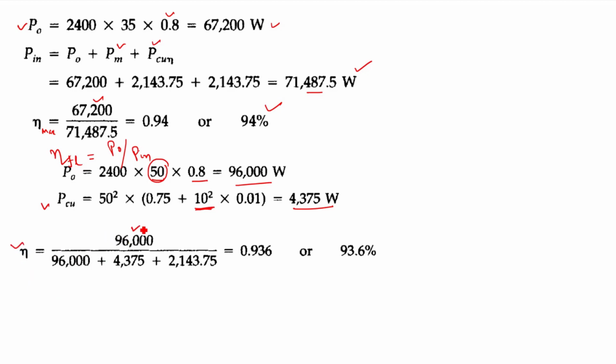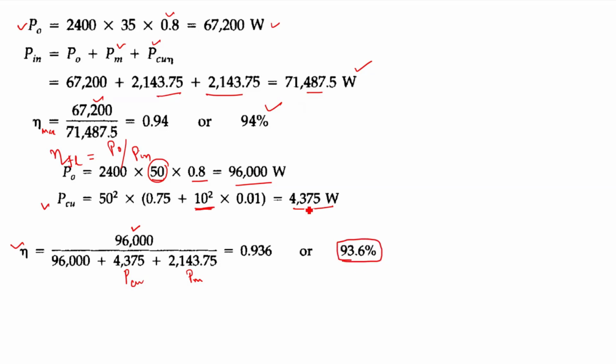So this is P out by P out plus magnetic loss plus copper loss, right? Sorry, this is your copper loss, and this is your magnetic loss. Because magnetic loss is equal to the copper loss under maximum efficiency condition, that will remain the same, 4,000. So this is remaining equal to this, right? Okay. So now if we find the efficiency at full load, we are finding 93.6%.